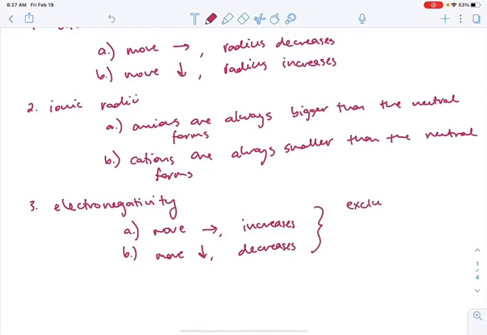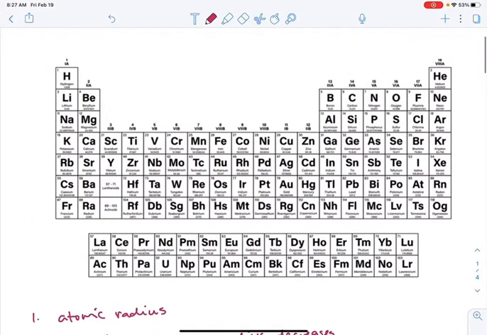You want to exclude the noble gases, the lanthanides, and the actinides from this trend, right? They do not count. Fluorine has a higher electronegativity than any of these, so we don't want to include any of these in the electronegativity trend, or any of the lanthanides, or any of the actinides. Right? You exclude them from the electronegativity trend.